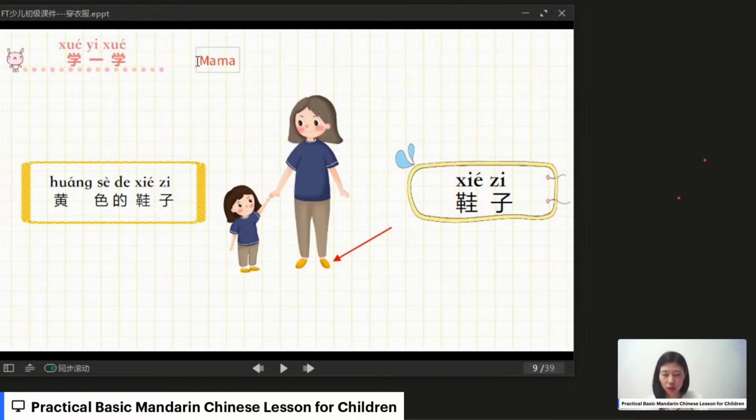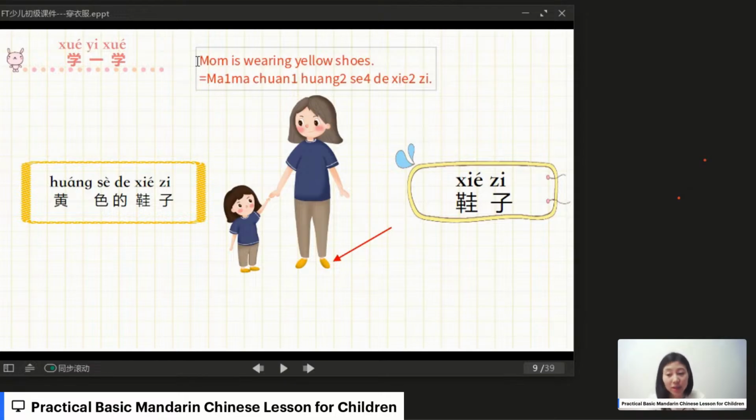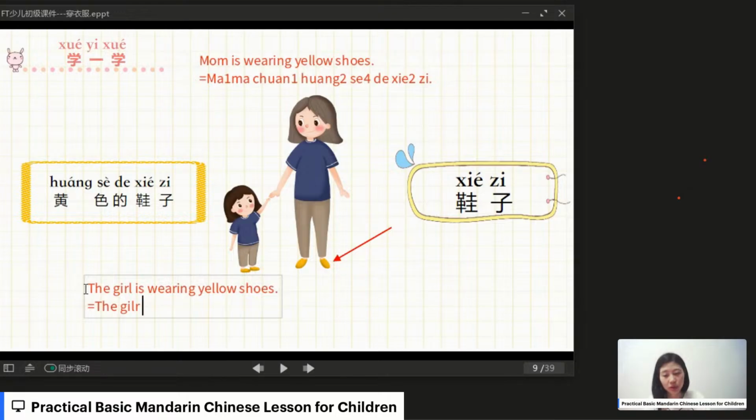Okay, let's do more practice with this one. So mom is wearing the yellow shoes. How can we make a sentence with that? Mom is mama. Mama wearing is 妈妈穿 the yellow shoes 黄色的鞋子. One more. 妈妈穿黄色的鞋子. So here, actually, the daughter, right? The girl. So we just use the girl. The girl is wearing yellow shoes.